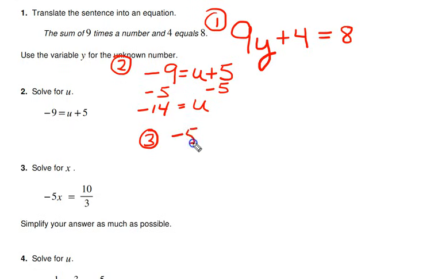All right, for number 3. A negative 5x equals 10 thirds. Now, this could be a little tricky, but if you recall, we said whenever there's fractions, multiply every term by the lowest common denominator. And here, this is one term, this is one term. Our lowest common denominator happens to be 3. So we'll multiply both sides by 3. Now here, the 3's cancel out.